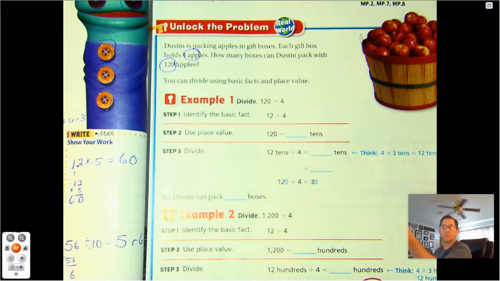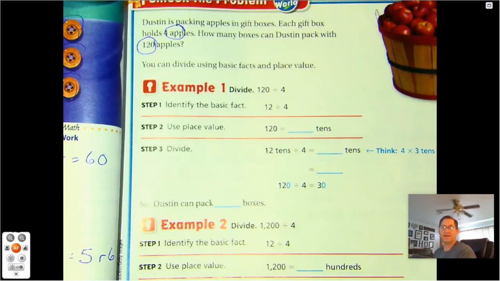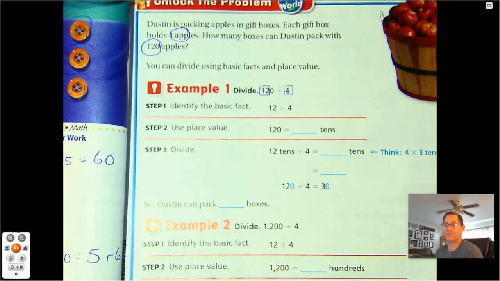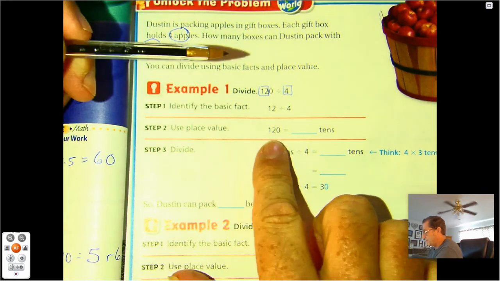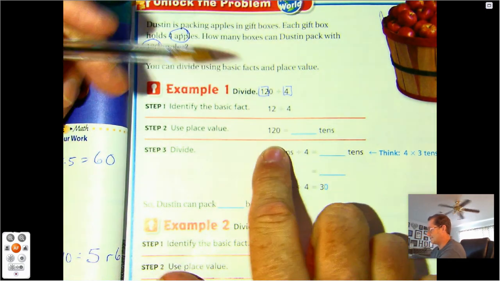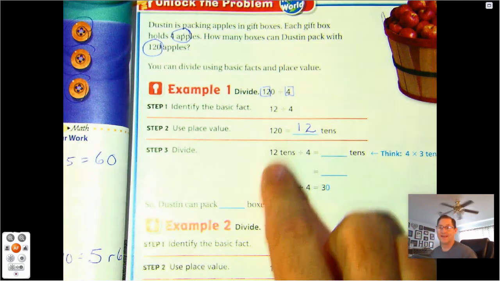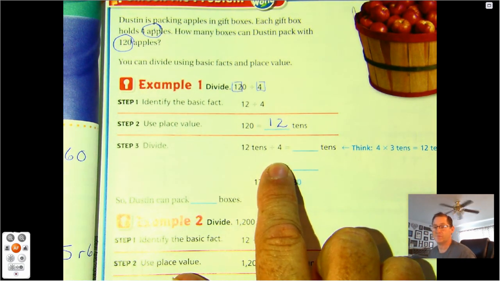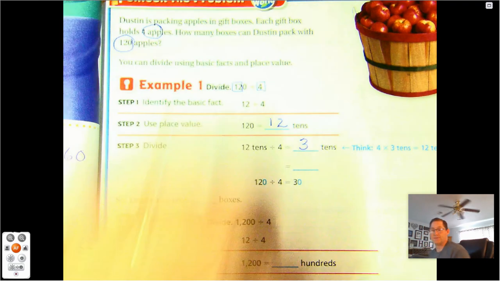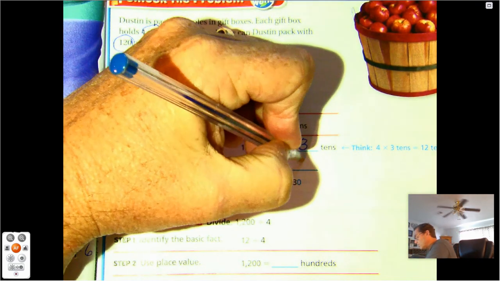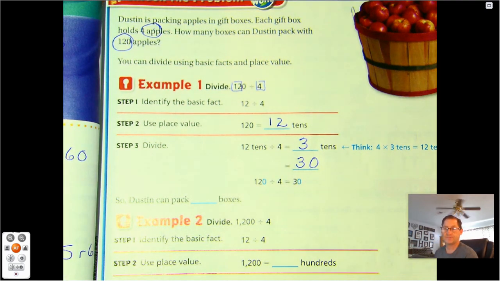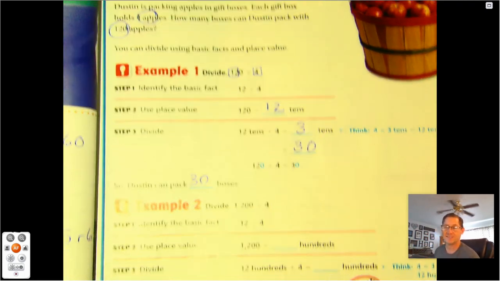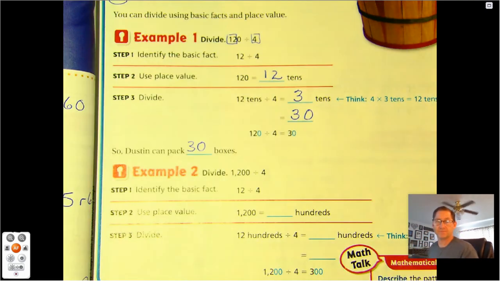All right, so identify the basic math fact. 12 divided by 4. That's my basic math fact. Now I can use place value. 120 is the same as 12 tens. So 12 tens divided by 4. How many 4s does it take to get to 12 tens? It would take 3 tens. 4 times 3 is 12. So 3 tens is 30. So 120 divided by 4 is 30. So he can pack 30 boxes. All right. Easy enough.